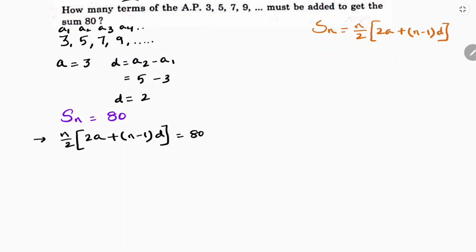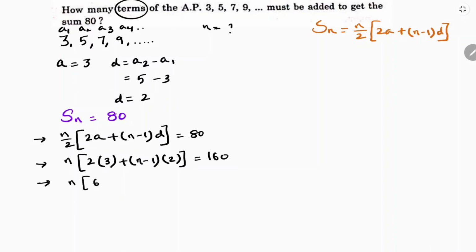See, how many terms? So we need to find n. So n by 2, if I transpose the 2, 2 into 80, it will be 160. N into 2a, a is 3, n minus 1 into 2 equals 160, because 80 into 2.